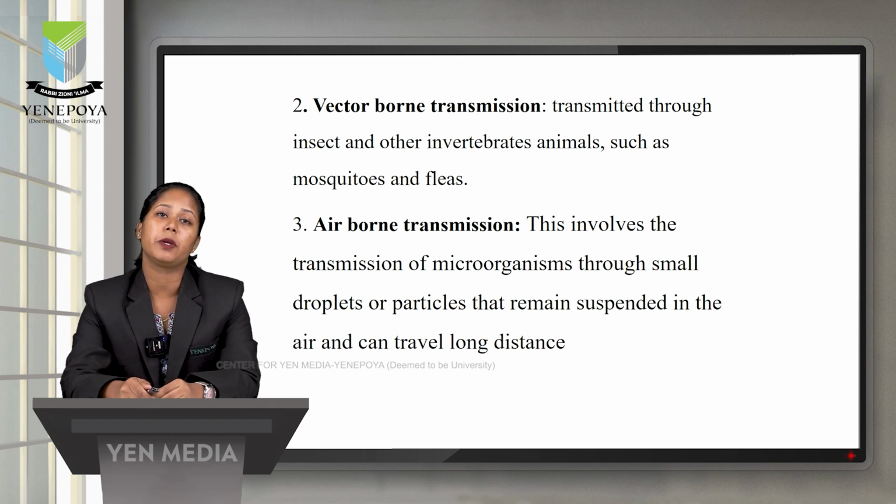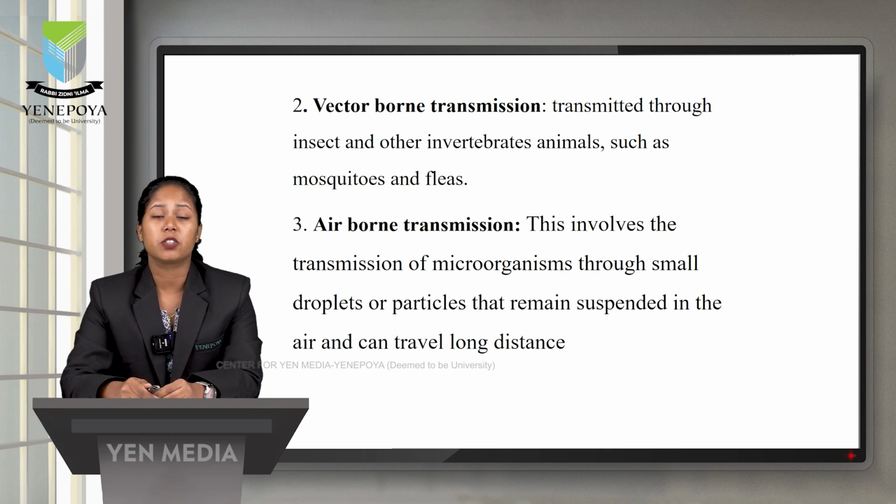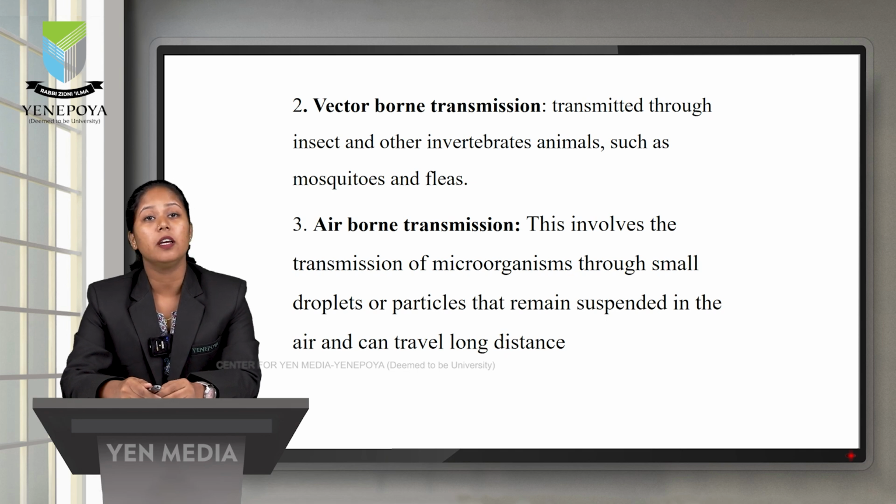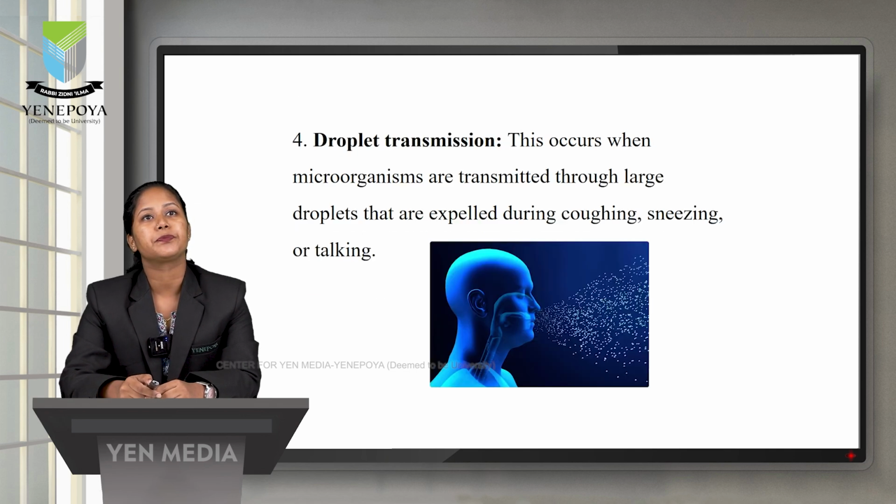For example, when a patient is acquiring any infection, these infections need not be transmitted only by direct contact. These microorganisms can be suspended in the air also, and when a host or a new patient is exposed to the same environment, he can also acquire a new infection. That is called airborne transmission.